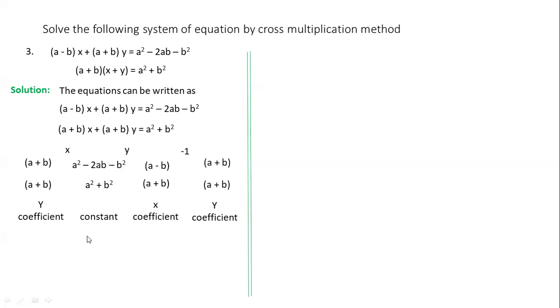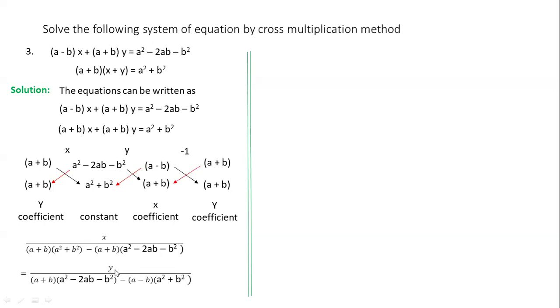After writing this way, x upon this into this first. This should be multiplied first, minus these 2. And y upon these 2, minus these 2. Clear? Now, since it's a bigger expression, I'm writing separately. X upon a plus b into a square plus b square, a plus b into a square minus b square, minus a plus b into a square minus 2ab minus b square. Y upon this, a plus b into a square minus 2ab minus b square minus a minus b into a square plus b square. And minus 1 upon a minus b, a plus b, minus a plus b, a plus b. Clear? All the three things.